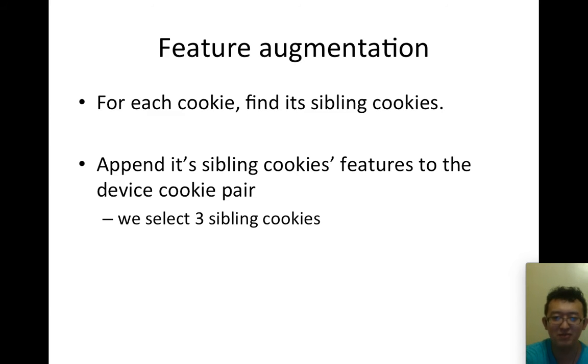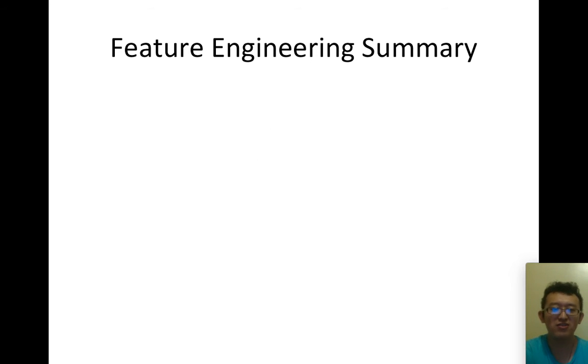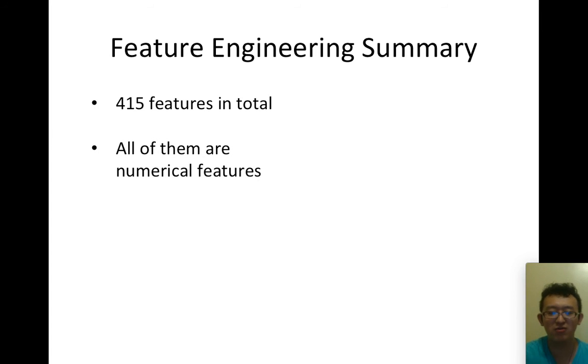the pairs. Okay, so in summary, in the end, we have built 415 features in total. All of them are numerical features. They are the original anonymous features plus the difference features, the distance, similarity, TF-IDF, something like that. But all of them are numerical features.